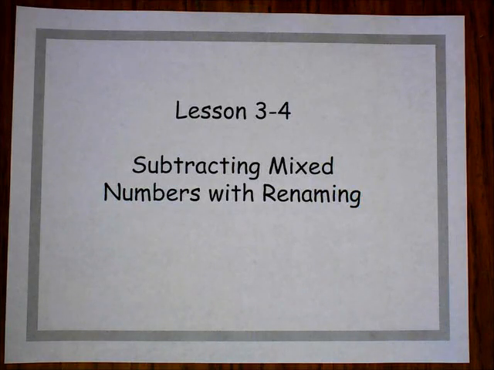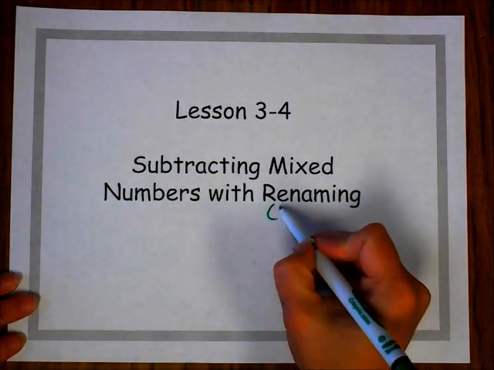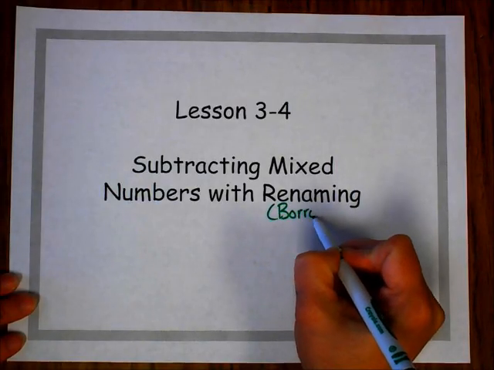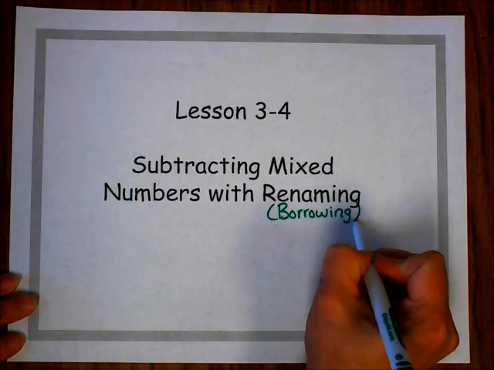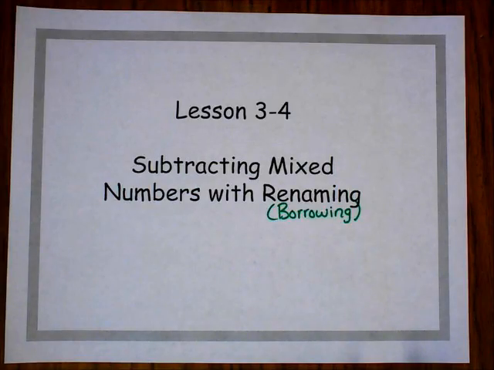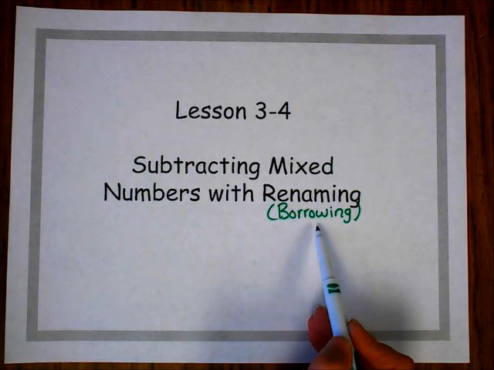Turn to your next blank page in your journal, put today's date at the top, put a complete title, which is lesson 3-4, subtracting mixed numbers with renaming. You might think of renaming as borrowing. We're going to follow our same steps as adding and subtracting mixed numbers, but we're going to have to borrow today.